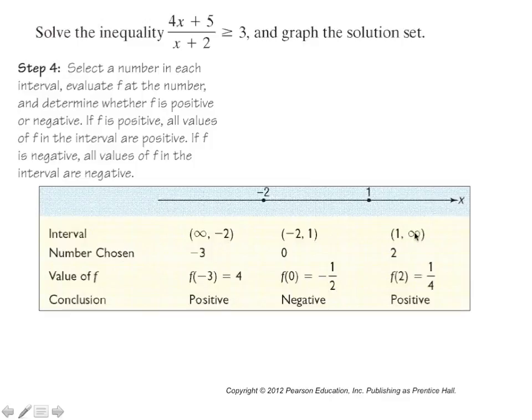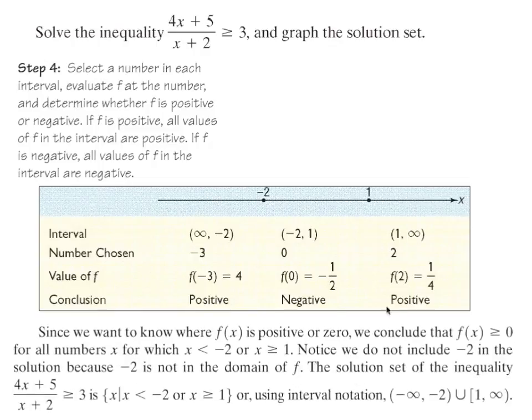And then we have an interval from 1 to infinity. A nice number that lives in that interval would be 2. So if we take 2 and we plug it into our equation on the previous slide, we get 1/4, which is positive. Now, if you recall, what we want in this case is the positive answers. So all we do is look for positive, and we have a piece from negative infinity. Sorry, this is a little screwed up here. This should be negative infinity to negative 2, and then we also have a positive piece from 1 to infinity.